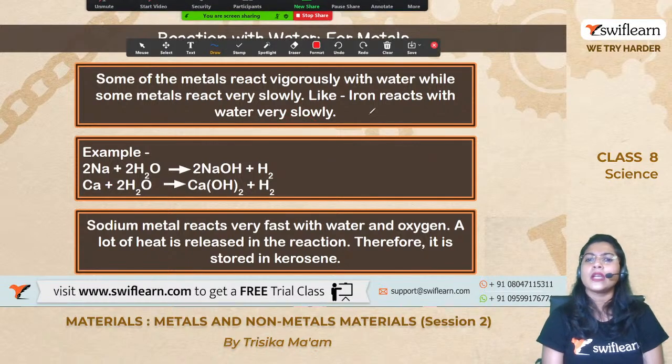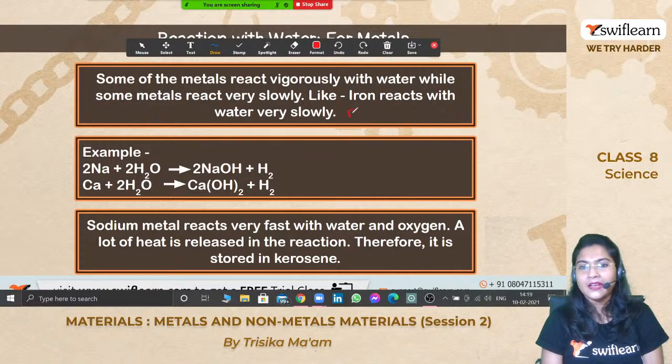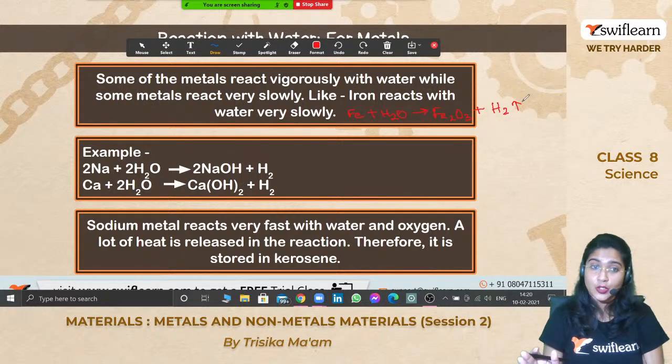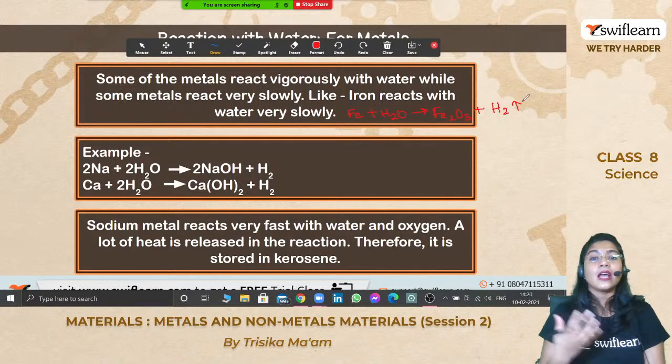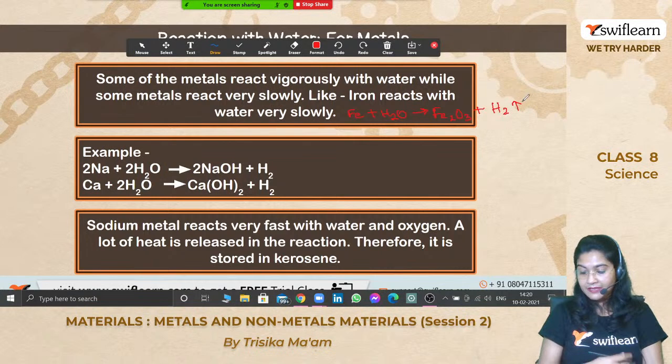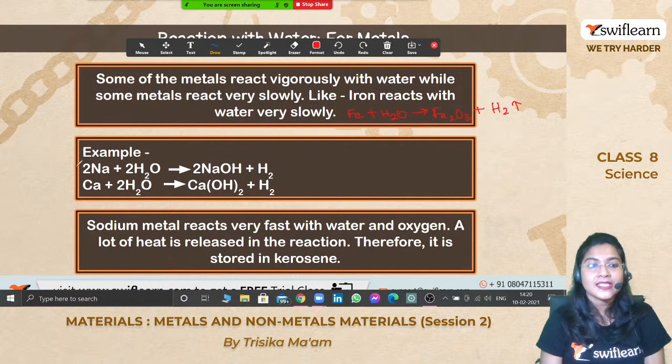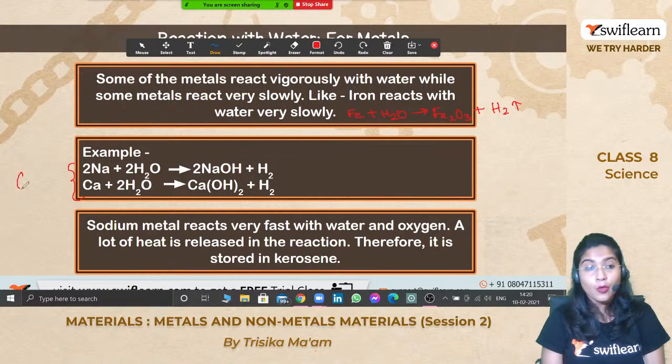So can you tell me what is actually formed over here? Iron, that is Fe, when it reacts with water very slowly, they form the iron oxides and hydrogen gas. Fine. But they react very slowly. There are certain other metals which react very fast and also in the cold water. These are the two examples which are given, sodium and calcium. They react with the cold water.